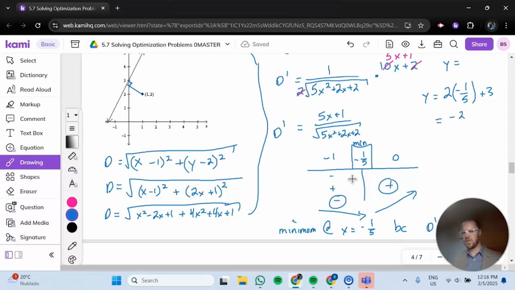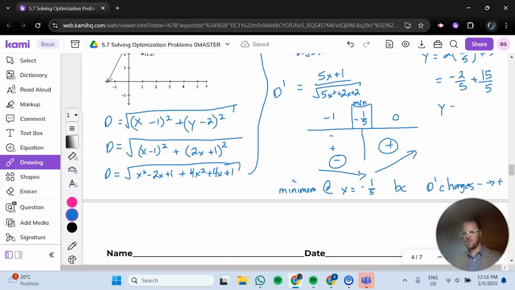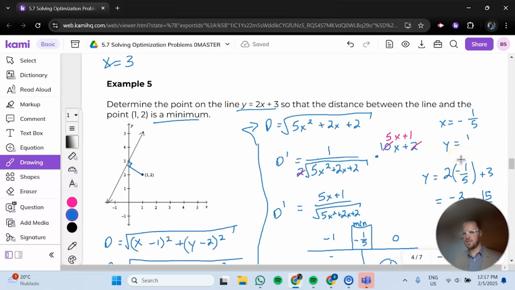That's going to be negative 2/5 plus 3, which is going to be, let's change that into over 5. So instead of 3, we're going to multiply it by 5. So that'll be 15 over 5, sorry. That would give us 3. And so we're going to get 13 over 5. So y is equal to 13 over 5. And so our point up here is x equals negative 1/5, and y is equal to 13 over 5.